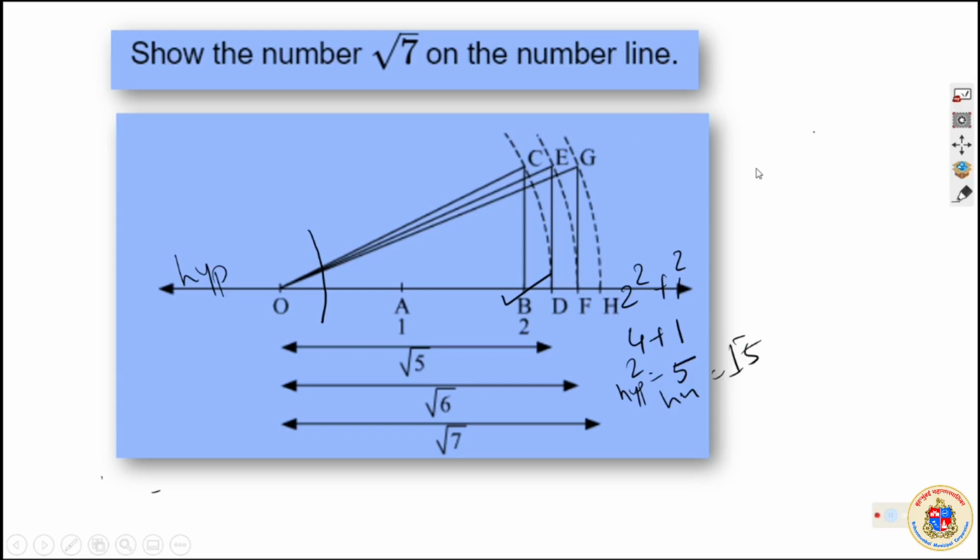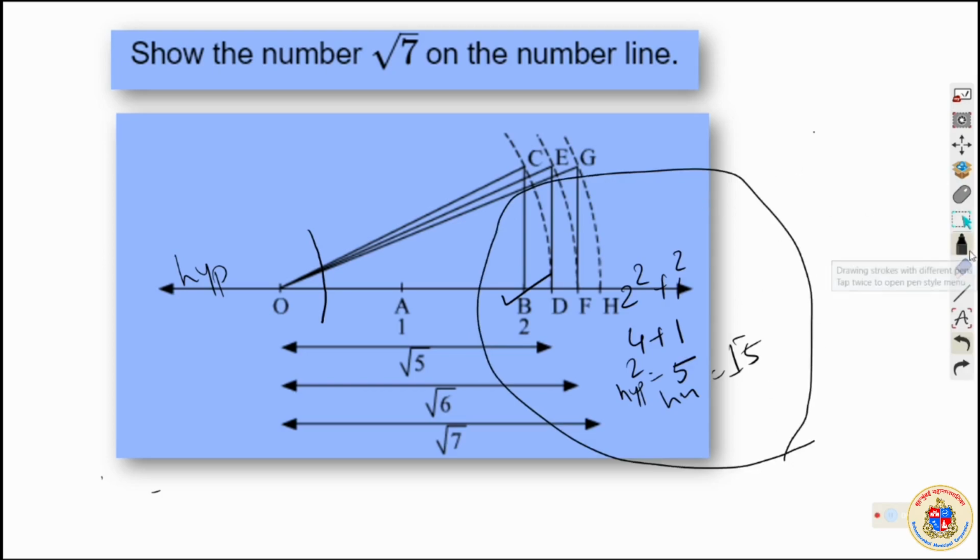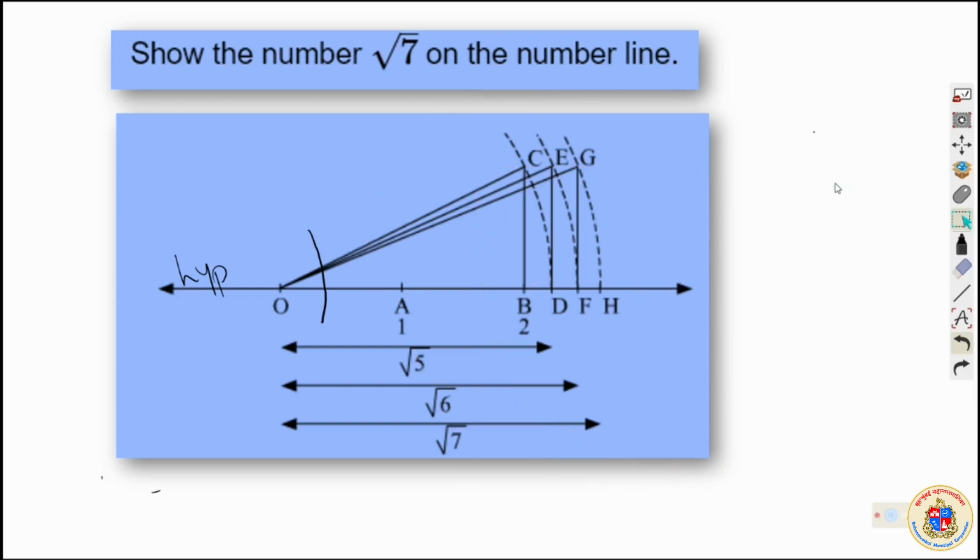Now here is a drawing of 7. So first there will be root 4, root 5, root 6, root 7. It goes like that. Understood? So this is a very important part of this lesson, because you are drawing numbers like non-recurring, non-terminating numbers on the number line. It's a very important exercise.